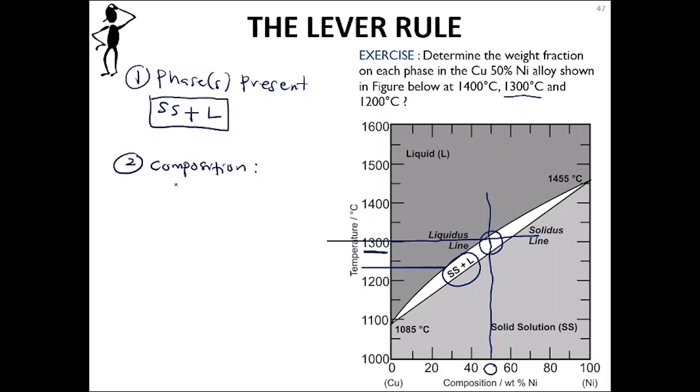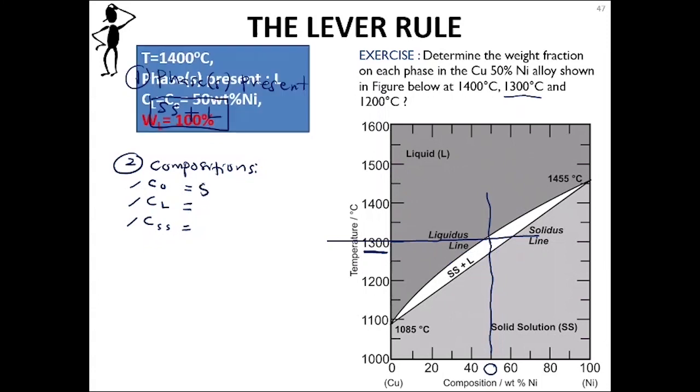The second step is we need to find the compositions. For the composition, we have C naught or C original, and then we have the composition of liquid and the composition of solid solution. Before this, I used alpha, but for this case, the graph used solid solution, SS, so I denote it as SS. C naught will be 50% of nickel. We also can write down the composition as 50% of copper.